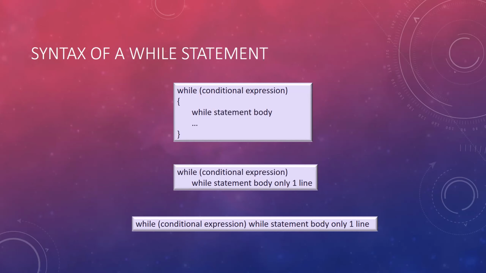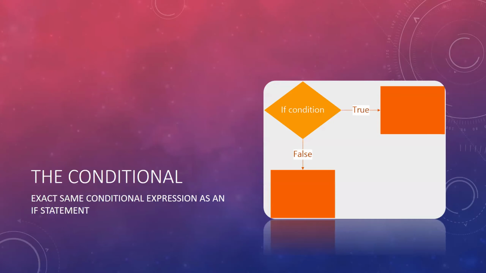Just like if statements, we can leave off our opening and closing curly braces if we only have one line of code. We can put it all on one line if we want to. So our condition, when we're looking at a while statement, is exactly the same as an if statement. It's basically an if condition that is either going to be resolved to be true or false. And again, remember, we don't have any other options. That's it.